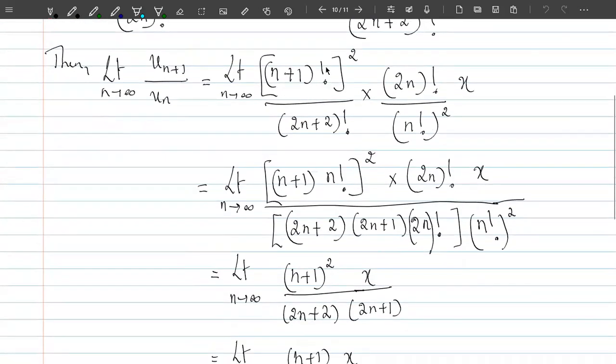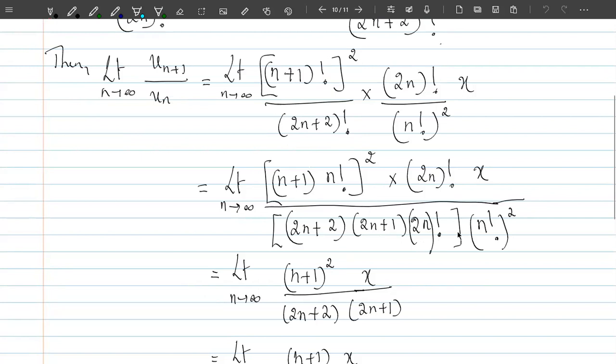Now (n plus 1) whole factorial is also equal to (n plus 1) into n factorial. So I have written the term (n plus 1 whole factorial) square as (n plus 1) into (n factorial) square. Then the next term is written as it is. In the denominator, you have (2n plus 2) whole factorial. (2n plus 2) whole factorial can be written as (2n plus 2) into (2n plus 1) whole factorial. But (2n plus 1) factorial can also be written as (2n plus 1) into (2n) factorial.